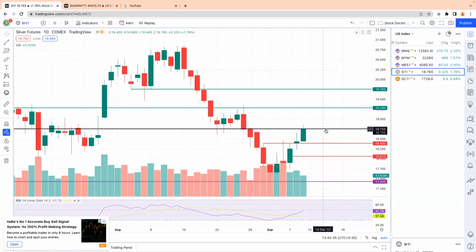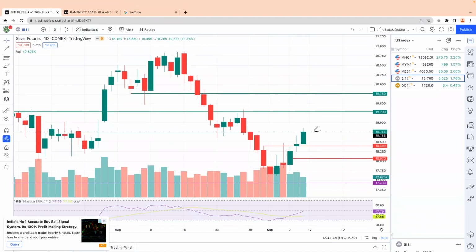This 18.75 is the level which we need to watch for. If we stay and sustain above 18.75, then we are going to cross $19 soon. $19, 19.30 and 19.75. These are the three levels which I am looking for silver on the upside.